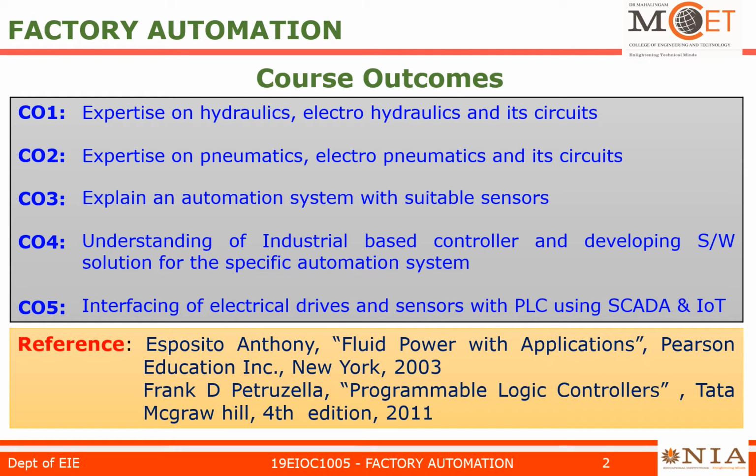Factory automation. The course outcomes are: the first one is expertise on hydraulics, electrohydraulics and its circuits. The second one is expertise on pneumatics, electro-pneumatics and its circuits. The third one is to explain an automation system with the suitable sensors. The fourth one is understanding of industrial based controllers and developing software solutions for a specific automation system. And the last one is interfacing of electrical drives and sensors with the PLC using SCADA and IoT.